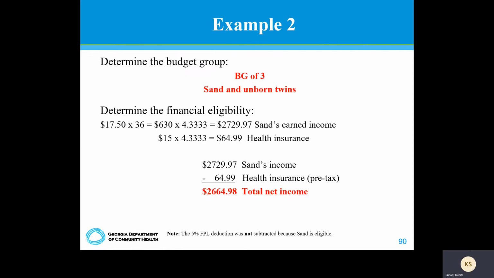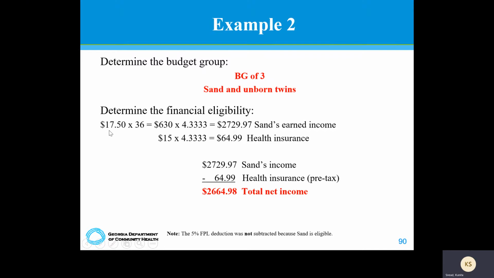So let's look at the budget group. She is intended to file taxes, so that means she's considered a tax filer household, and then her budget group should be her and her twins, because those are the only people that were in her particular example. So it should be a budget group of 3. Now let's look at her income.